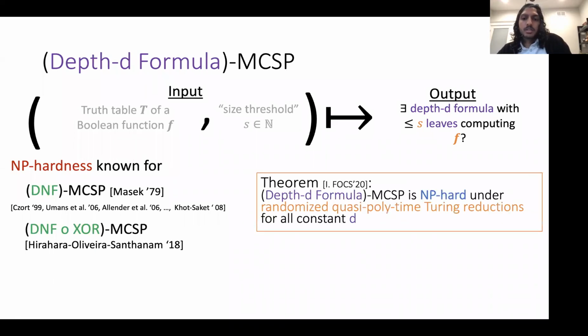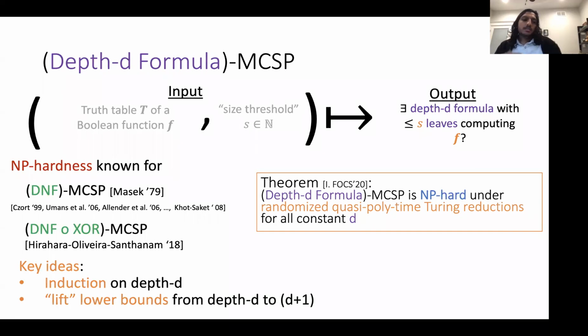Okay, so now our theorem is that for all constant d, the depth d formula problem is NP-hard. And we do it using randomized quasi-polynomial time Turing reductions. I think the important parts to keep in mind about this theorem are that we're able to extend this for all depths d, and that it is a randomized reduction. I'm going to come back to the ideas behind this when I talk about the application.